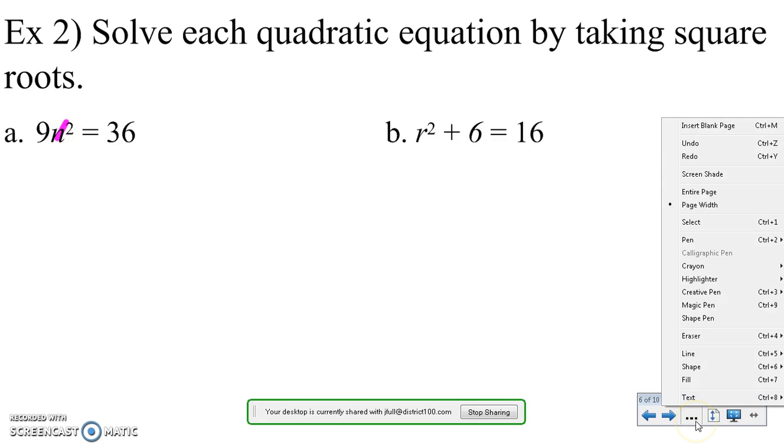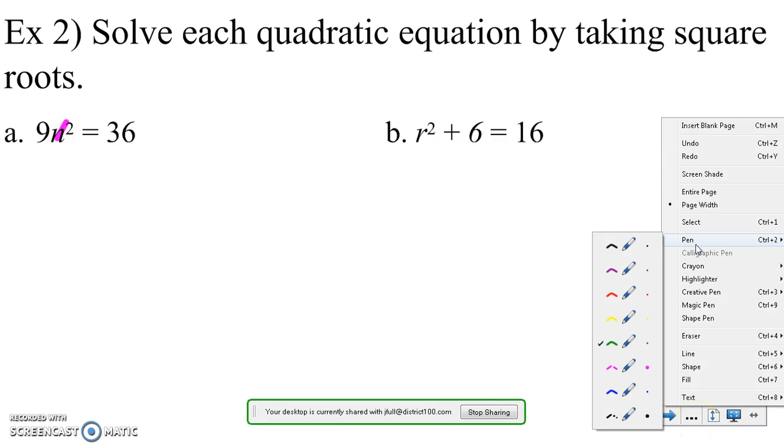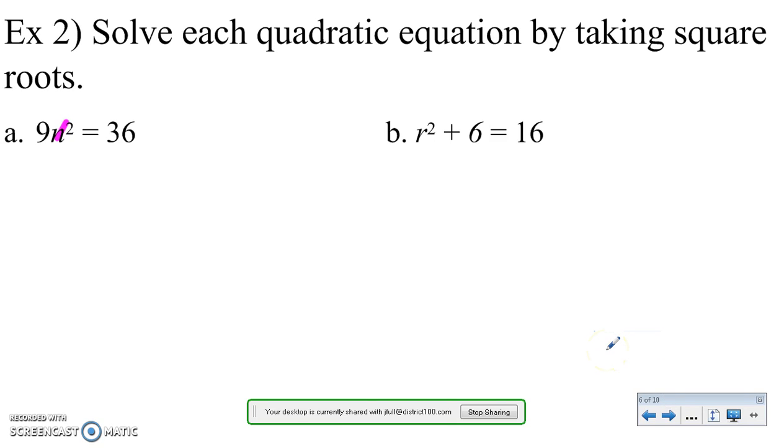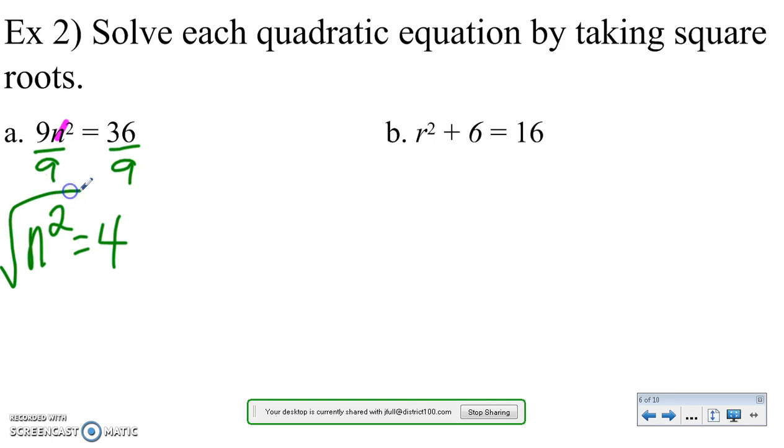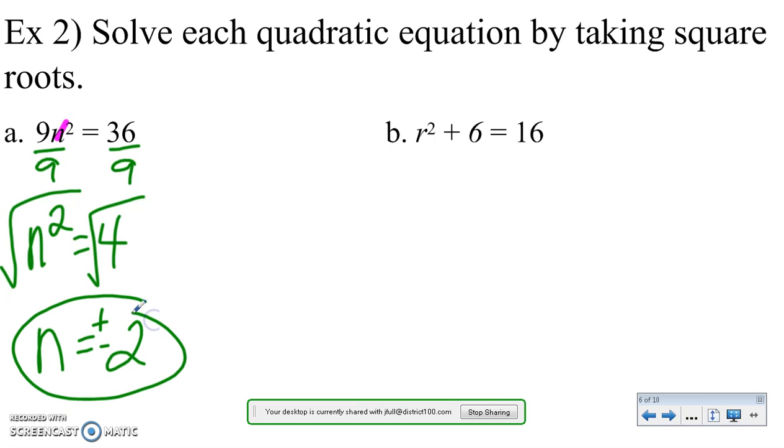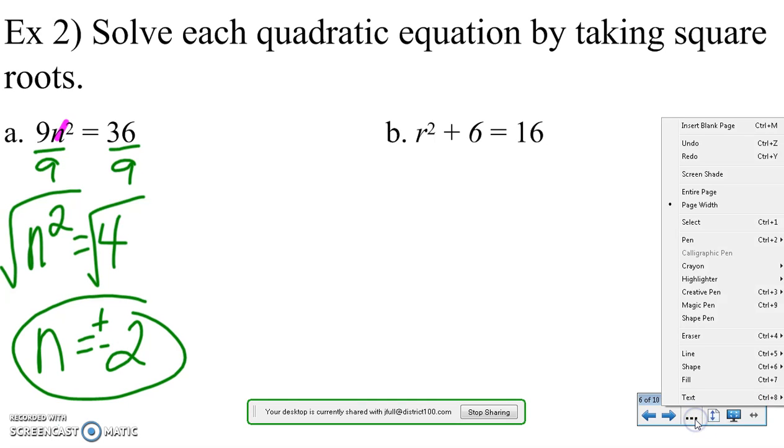Think about how you would cancel that 9. And a common mistake is that students will actually try to subtract the 9. In this case, we need to divide by 9 on both sides. So I get n squared equals 4. 36 divided by 9 is 4. Now that that square is by itself, we're going to take the square root of both sides. The square root of 4 is 2. Don't forget your plus or minus sign. You're done. That's it. Okay?